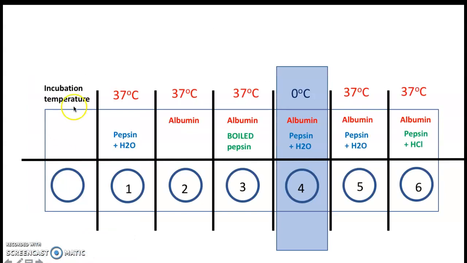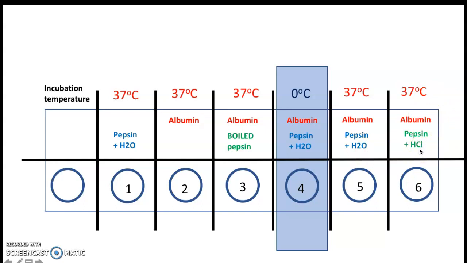Okay, so your setup for your tubes here will actually be pretty similar. So we're going to label 6 test tubes this time, number 1 through 6. In test tube number 1, you're going to have enzyme and water, but no substrate. In test tube number 2, you're going to have albumin, which is our substrate, but no enzyme. In test tube number 3, you're going to have albumin and then boiled pepsin or denatured pepsin. In test tube number 4, you're going to have albumin and pepsin and water. In test tube number 5, you're going to have albumin and pepsin and water. And in test tube number 6, you're going to have albumin and pepsin and hydrochloric acid.